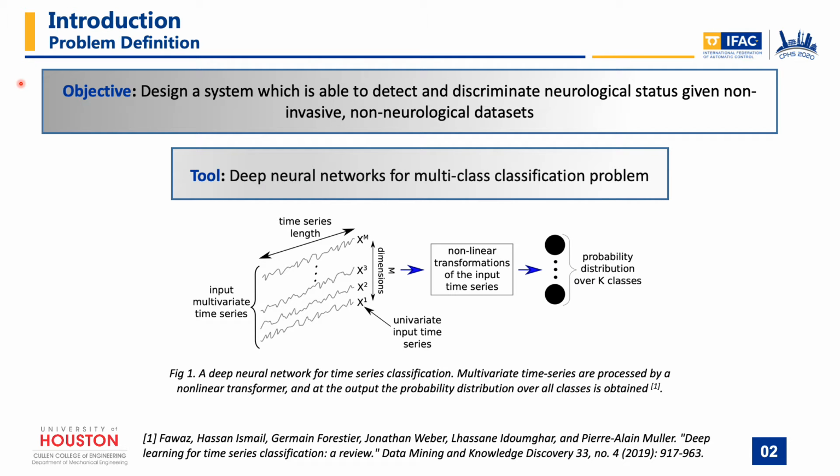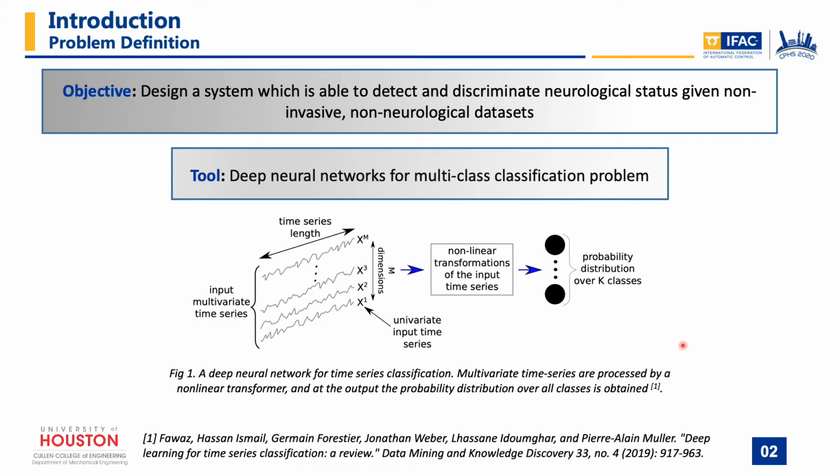So, given this information, we want to design a system which can use these non-invasive physiological signals to track and study the neurological stages. Artificial deep neural networks are powerful tools which can be used for multi-class classification problems when enough data is in hand. Here in Figure 1, you can see an overview of a system where a dataset comprised of various time series is fed to an artificial deep neural network, and then after a nonlinear transformation, the desired output is obtained.